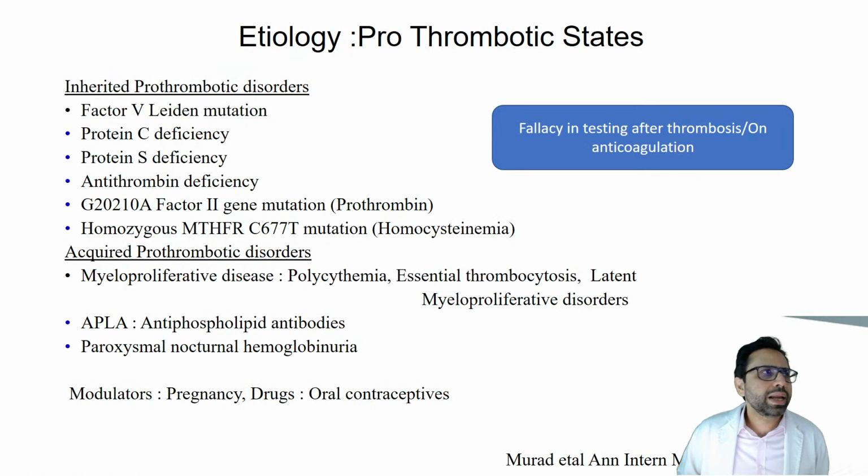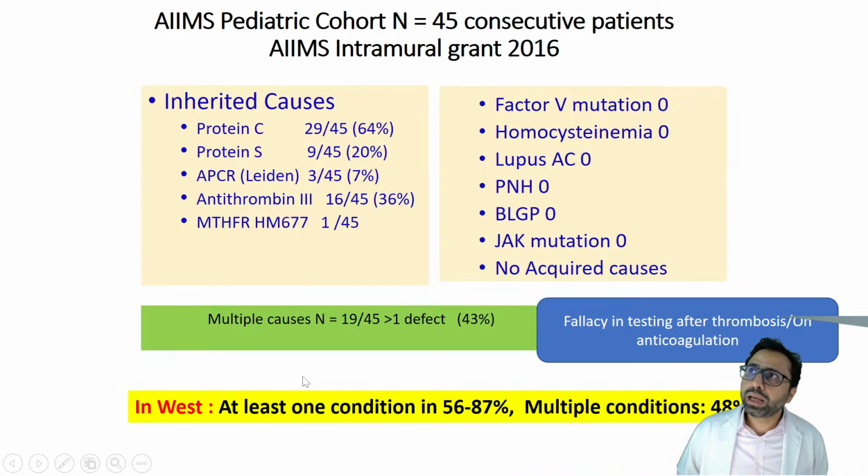Why does Budd-Chiari occur? Now, people have looked at all these inherited and acquired prothrombotic disorders in Budd-Chiari, and we did a small project through an intramural grant in 2016 to look at 45 kids who had Budd-Chiari, and a majority of them had low protein C, protein S levels. Some of them had Leiden mutations, antithrombin 3 was low. Only one had a homozygous mutation for MTHFR. None of them had a JAK mutation.